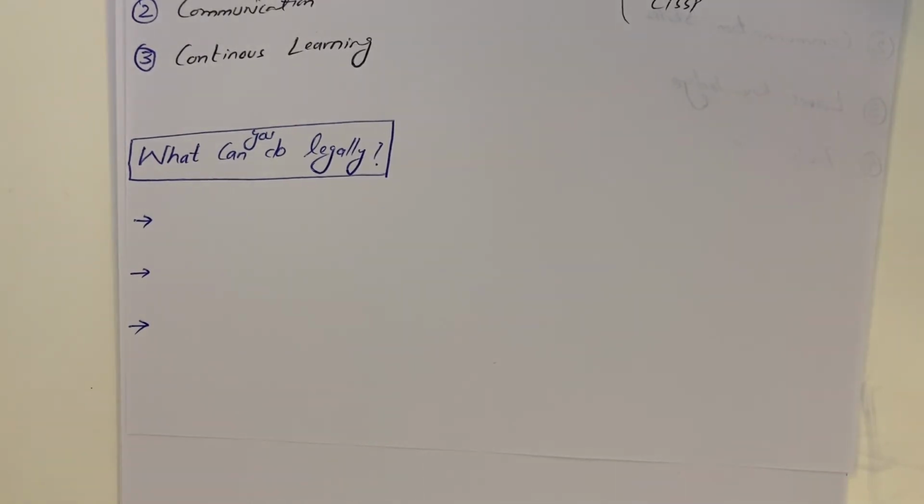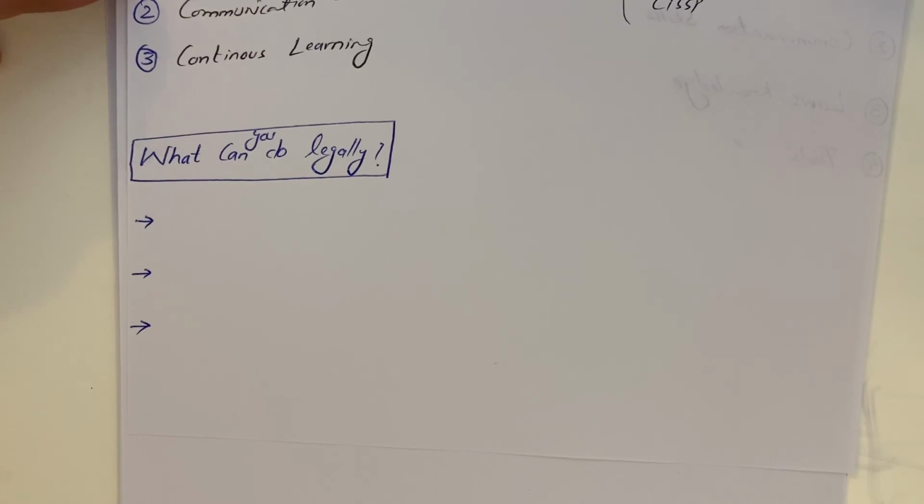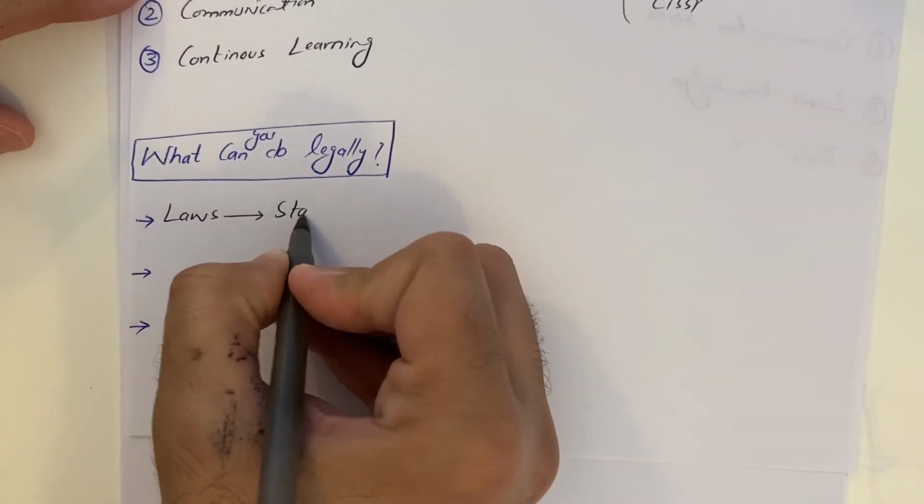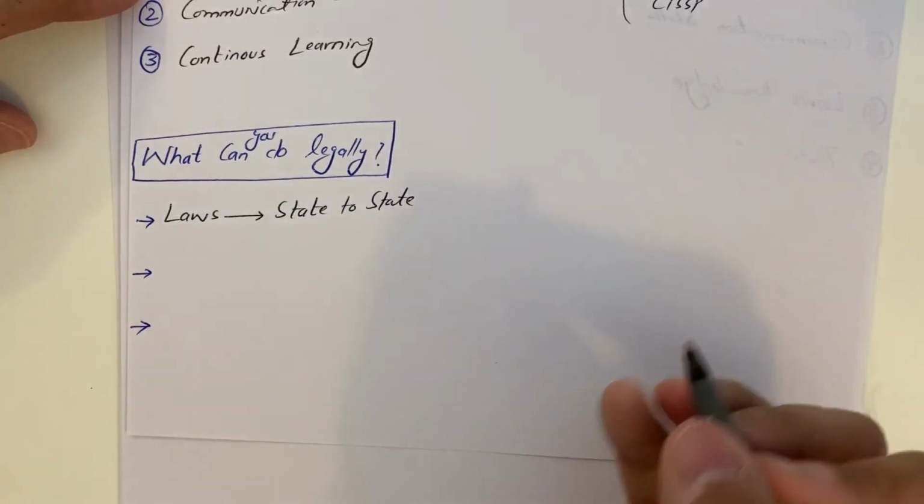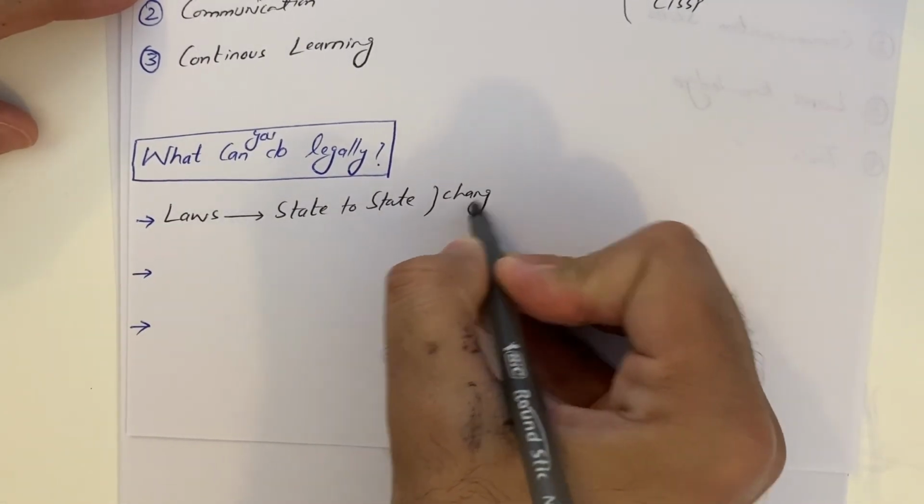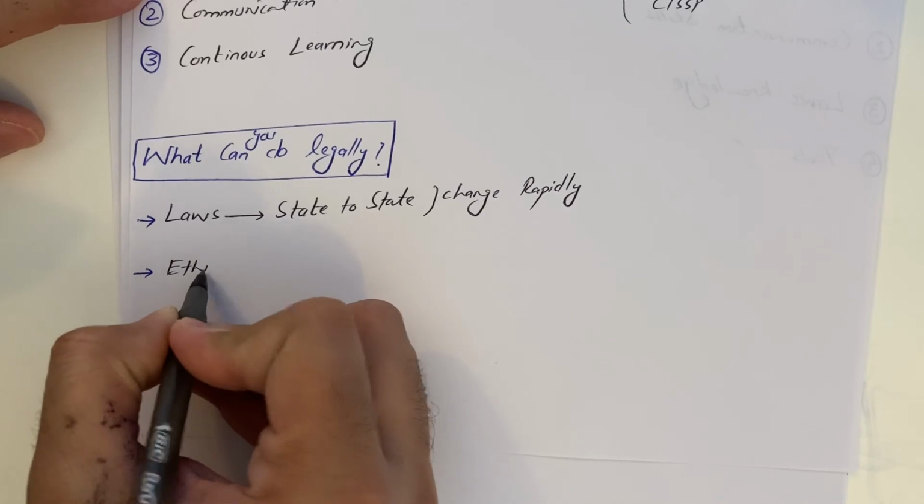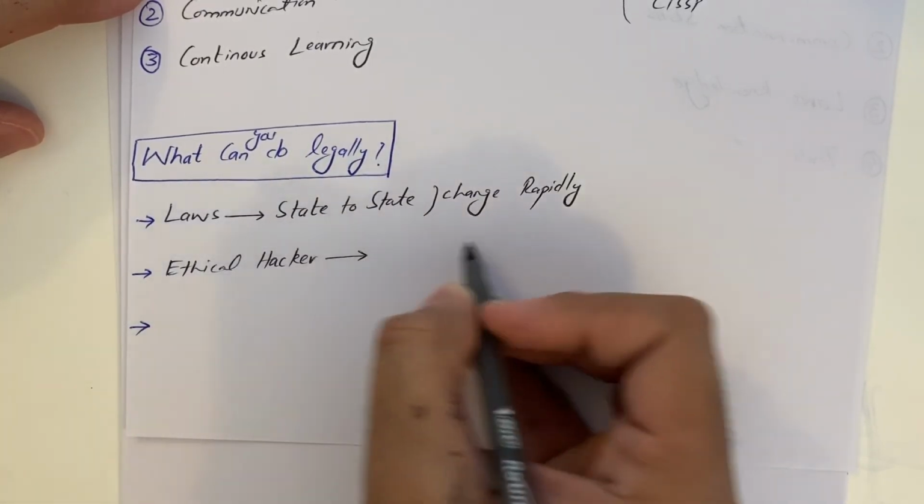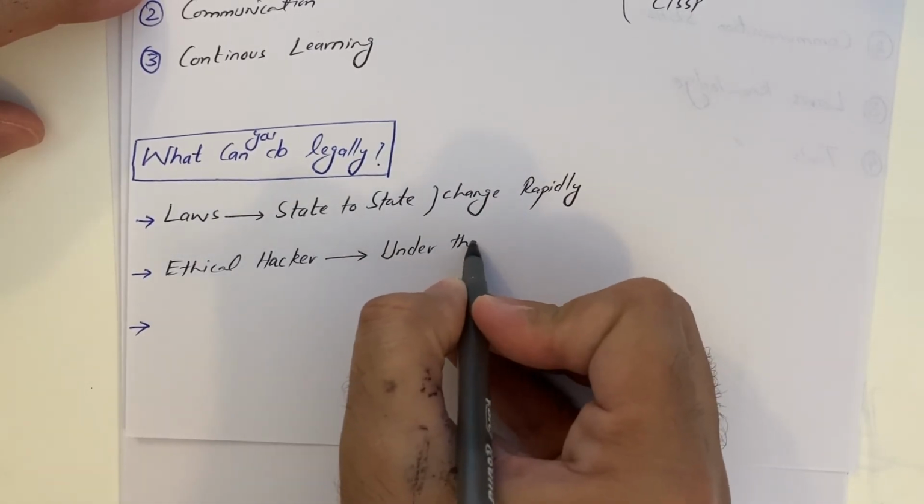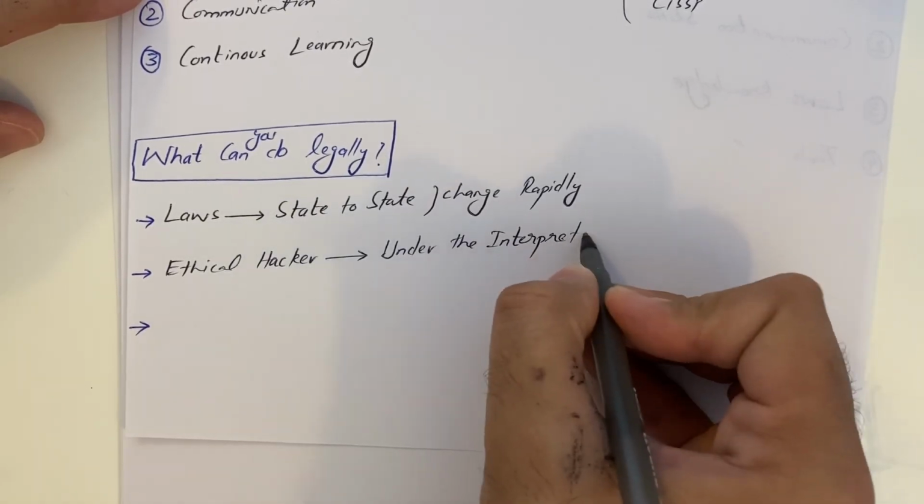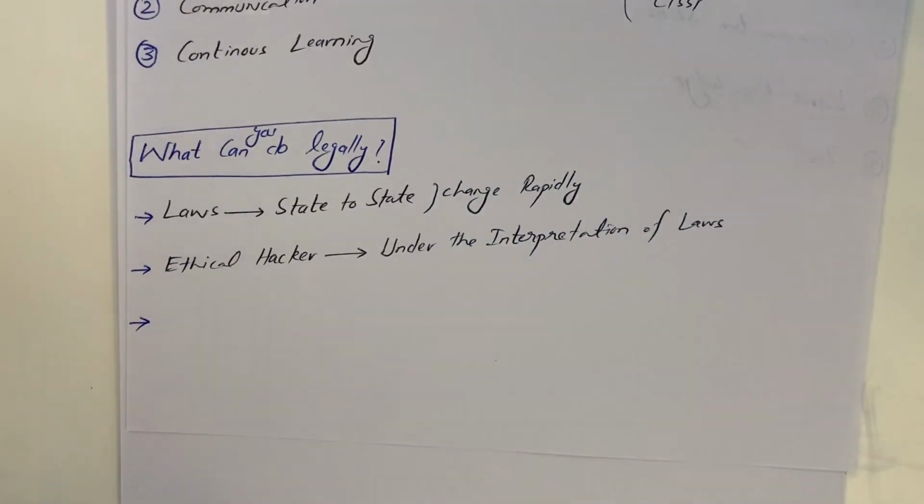The last few things: what you can do legally, and what is not allowed. Laws vary state to state and country to country, and these laws change very quickly, just like technology. Because technology changes rapidly, laws have to keep abreast of the technology. So it's the responsibility of the ethical hacker to understand the interpretation of laws. This is your responsibility, to keep abreast of all those laws.